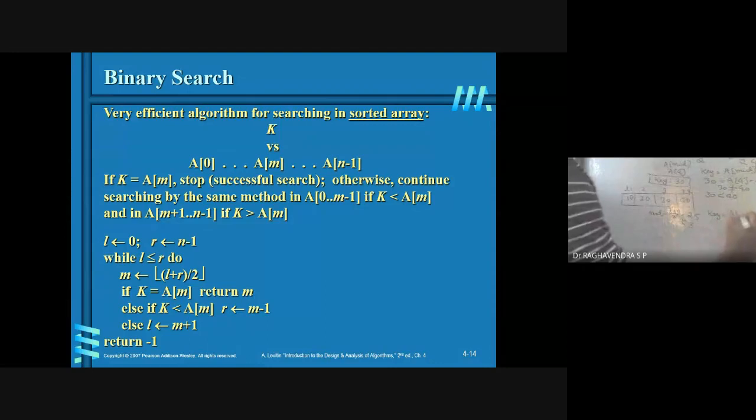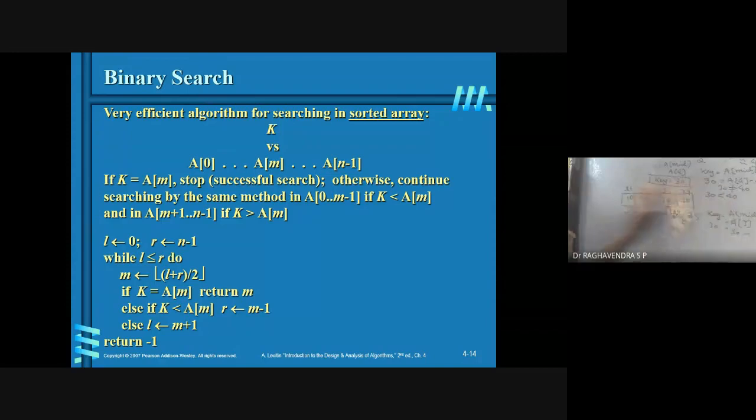So we have mid, so A of mid, we have got 3. Okay. So if you go like this, the value of A of 3, it is correct. That is, the key element is also correct. So it is a successful search.